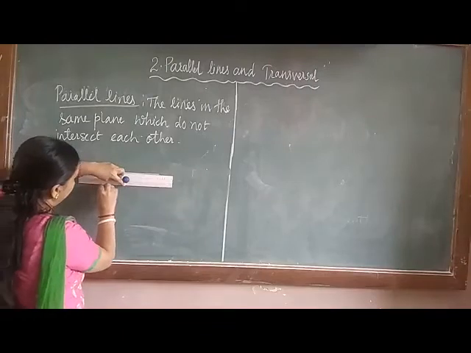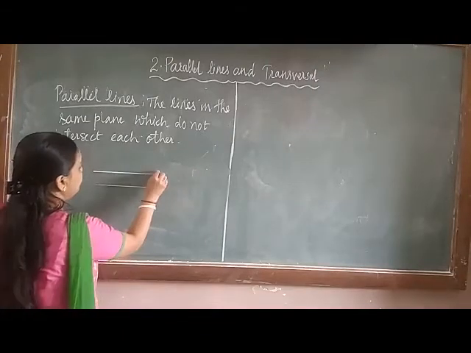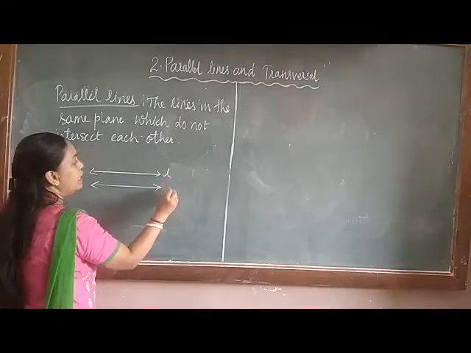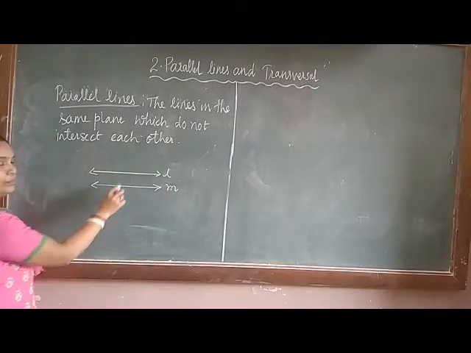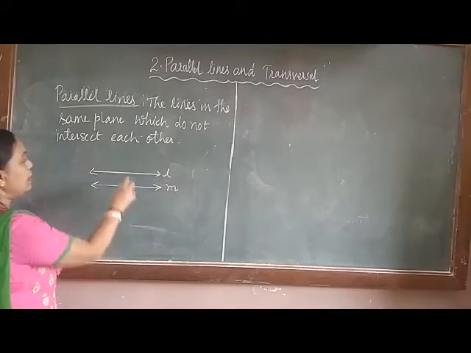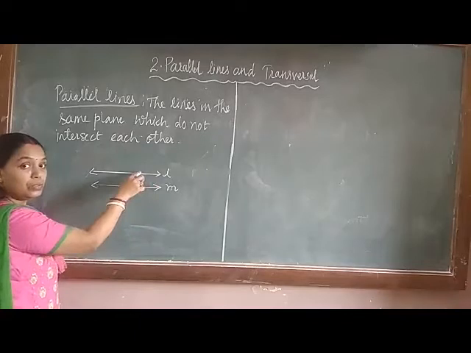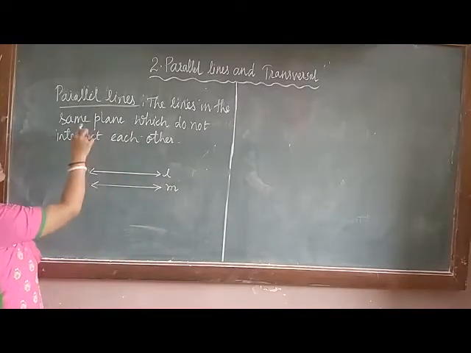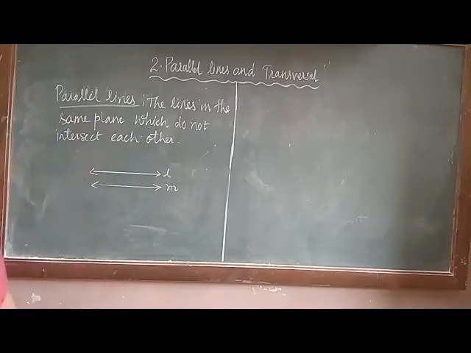For example, if I draw the line L and the line M, mark the arrows on both sides, line L and line M. You have seen these as the edges of your scale. These two lines do not intersect each other under any condition, so they are known as parallel lines.